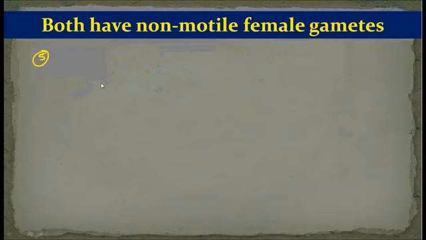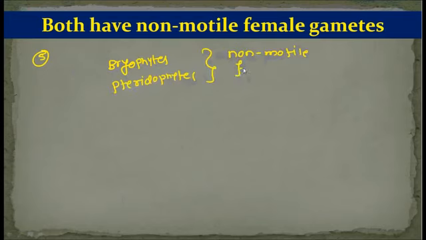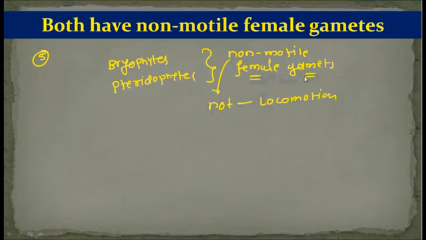Now, the fifth similarity is that both bryophytes and pteridophytes have non-motile female gametes. As we have discussed, motile means having the ability to locomote, and non-motile means not having the ability of locomotion. That is, the female gametes in bryophytes as well as in pteridophytes are non-motile. That is why this is the very important fifth similarity between the two groups, the bryophytes and pteridophytes.